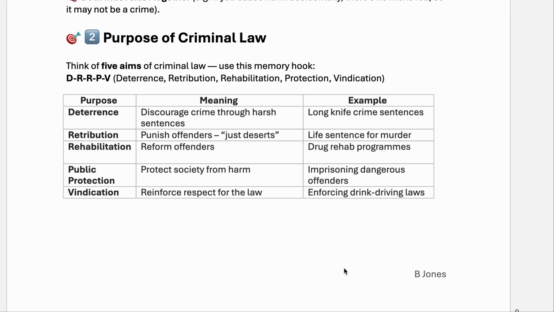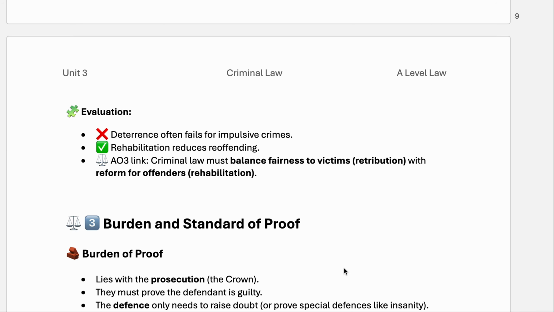And then finally, we have vindication of the law. So part of the purpose of criminal law is to reaffirm society's values and moral boundaries. When the state steps in and enforces the law, it's making it really clear that certain behaviour just won't be tolerated. You can see that in drink driving laws, for example. Think of it as the legal system wagging its finger at the naughty people of society.